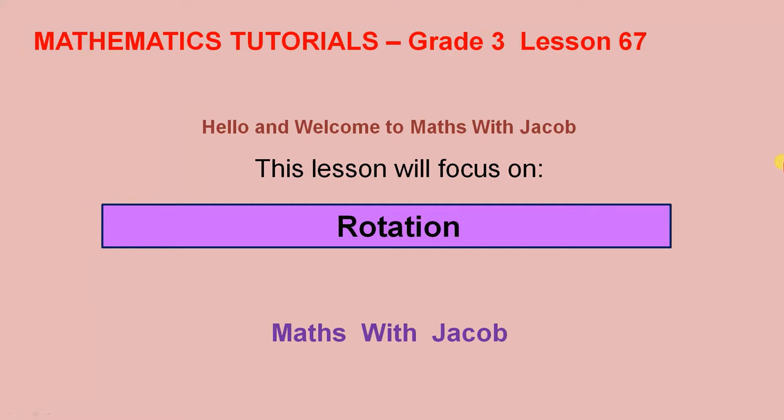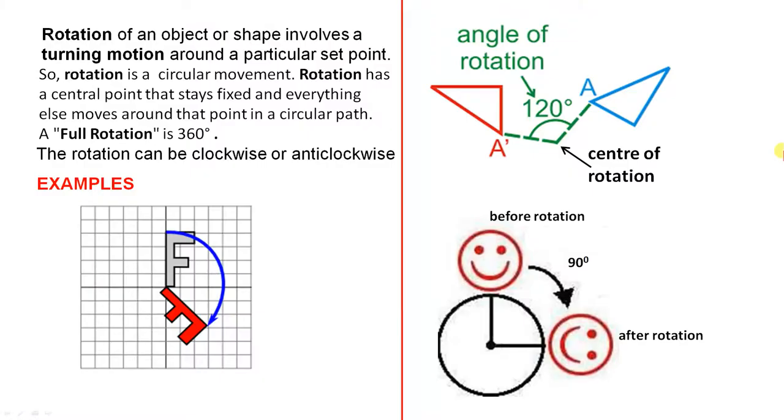This lesson will focus on rotation. Rotation of an object or shape involves a turning motion around a particular set point. So, rotation is a circular movement. Rotation has a central point that stays fixed and everything else moves around that point in a circular path.